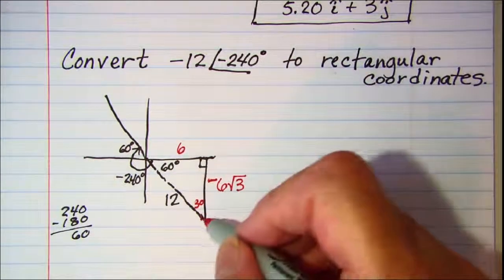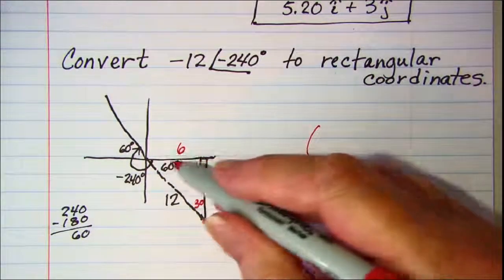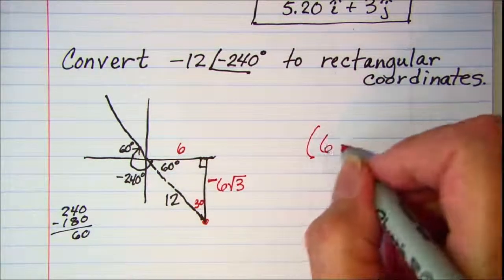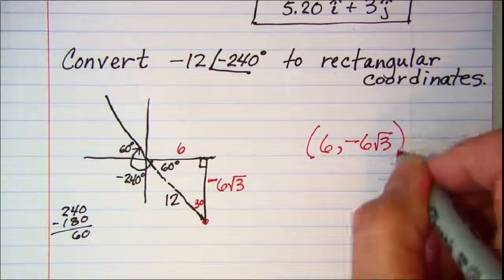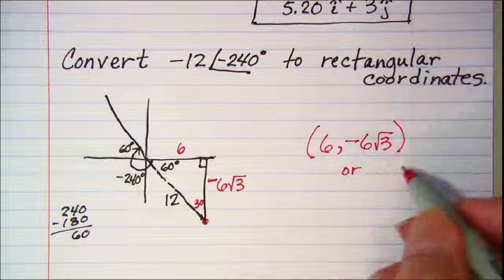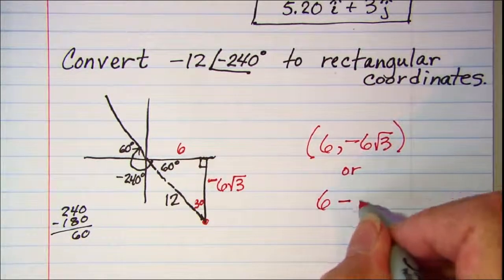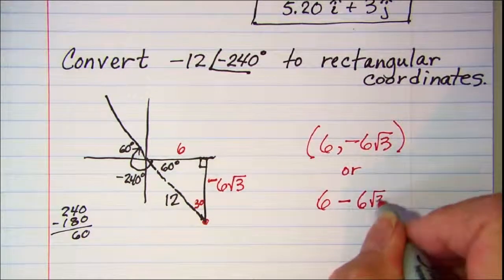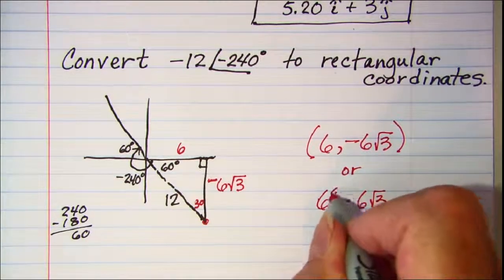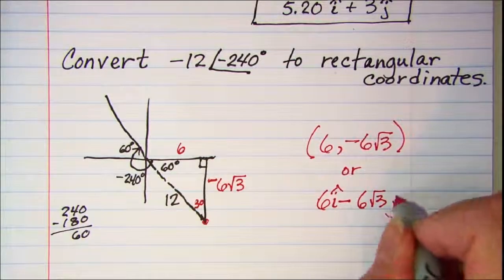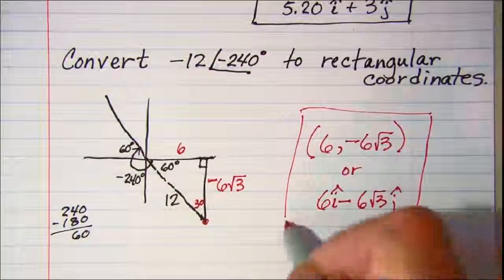Right? So our point then here has coordinates. The x goes first always, so 6 and then negative 6 root 3. Or we could write that with vector notation. So 6i minus 6 root 3 j. Now this is i and j. So either one of those is fine.